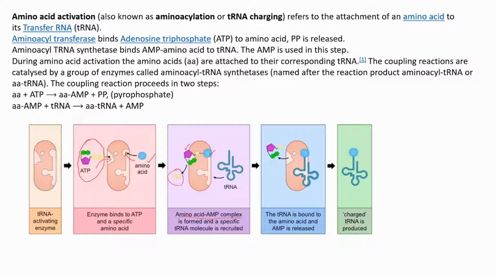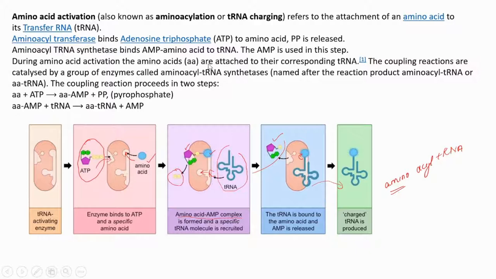And with regard to this amino acid, a specific tRNA then approaches this complex and binds to this site. It binds, and it also binds with this amino acid. The tRNA is bound to the amino acid and the AMP is released. And then that particular amino acid is bound to that tRNA, and the tRNA bound with the amino acid is released. It is the charged tRNA or aminoacyl tRNA. Simply, the tRNA that is attached with its corresponding amino acid. That is the process of amino acid activation.